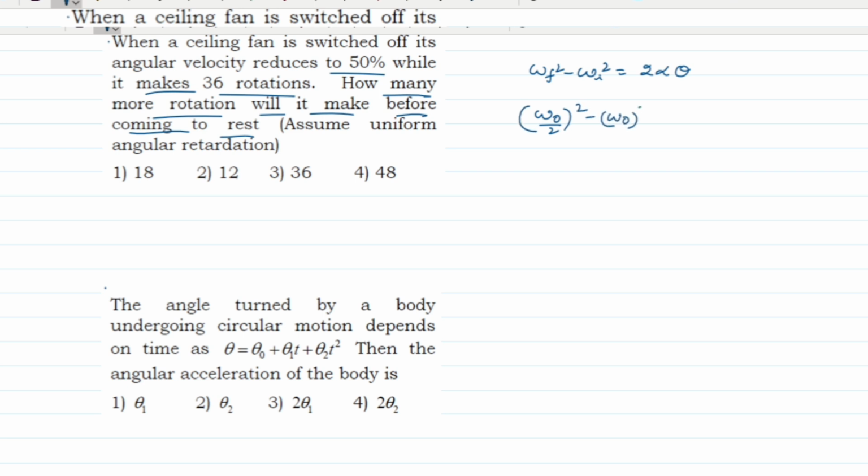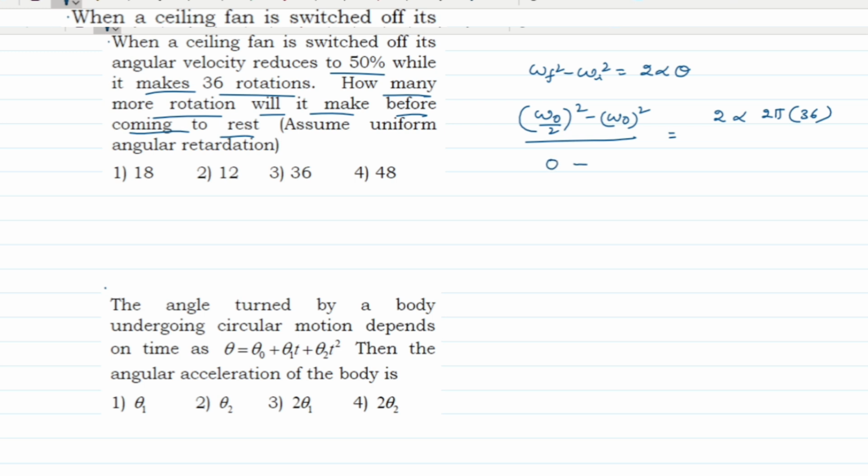Initial angular velocity you can take as omega naught square, which will be equivalent to 2 into alpha into theta, in the sense here you can take it as 2 pi into, here it completes 36 rotations. So here you can take it as 36. Let us see the next scenario. How many more rotations will it take before it comes to rest? Here you can take the final angular velocity as 0.